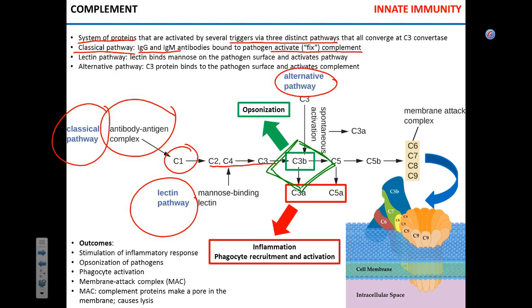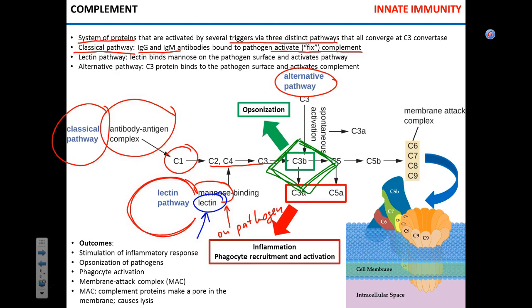Now the lectin pathway, here at the bottom, is activated by a sugar called mannose. So mannose is on the pathogen surface. Mannose binds to a protein that is called lectin. And now the lectin-mannose complex activates the lectin pathway. And you can see that the lectin pathway eventually leads to the activation of the C3b protein as well.